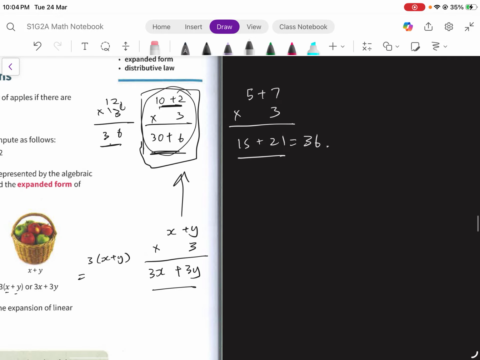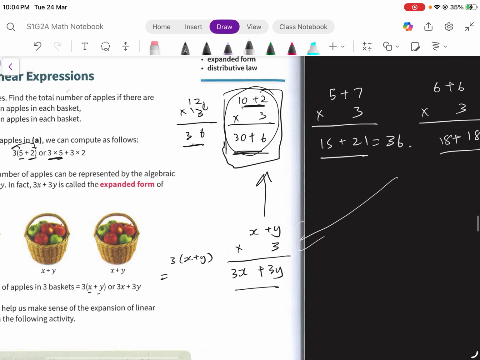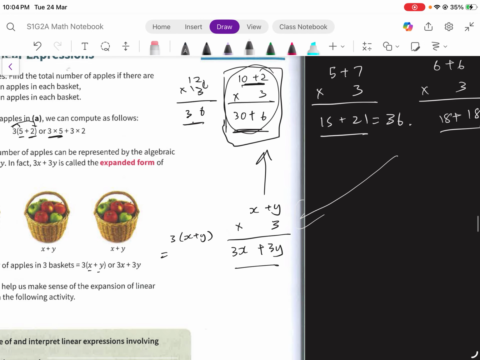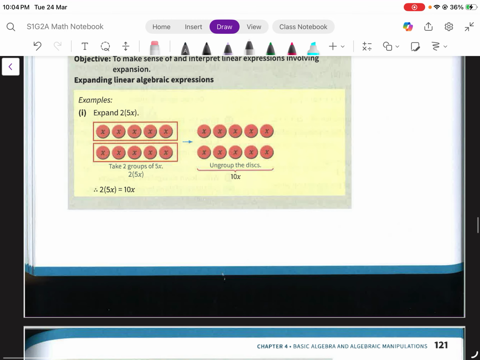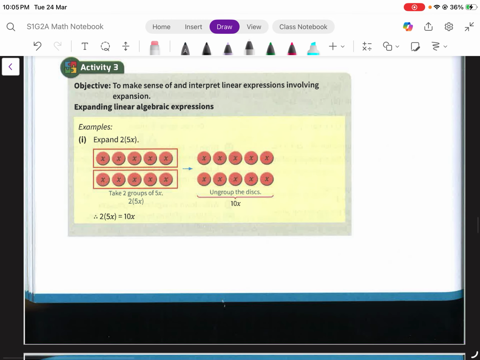So I can try another combination. Let's say I do 6 plus 6 times 3. Right, I get 18 plus 18. I still get 36. Right, so it's because this works, which is why this works. Okay, so x and y can be any combination. Then when you multiply, you will still get the same value. Right, so this is how the expansion works. Okay, so the bracket means multiply.